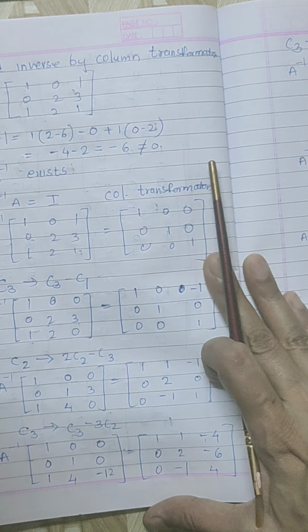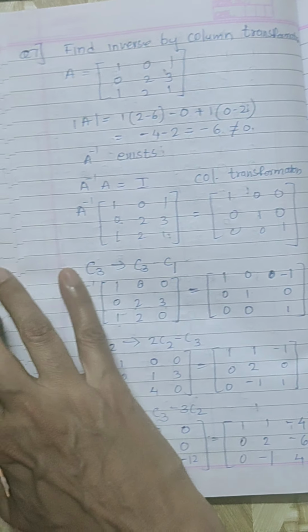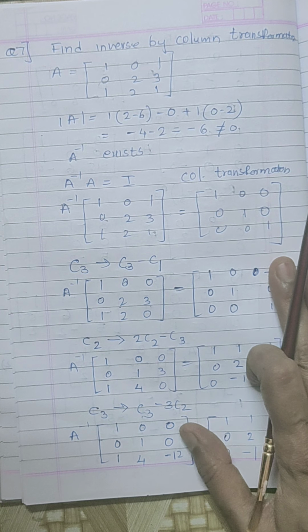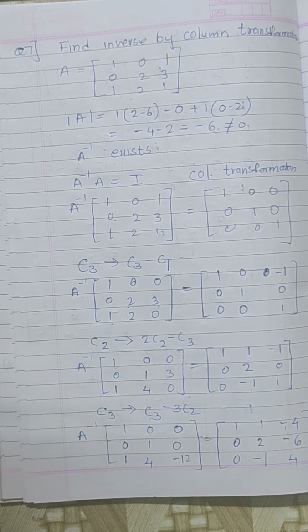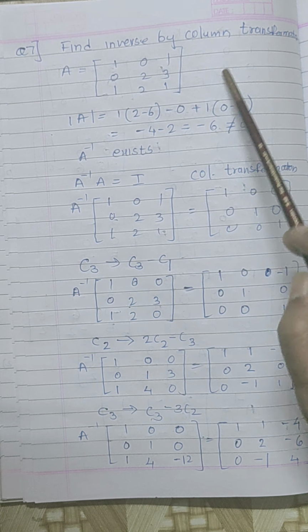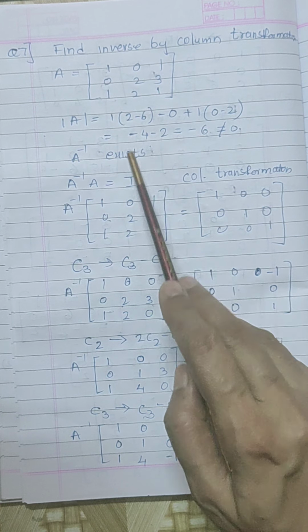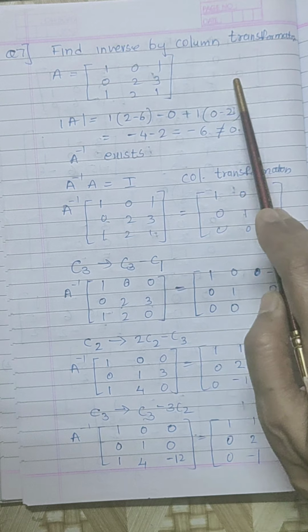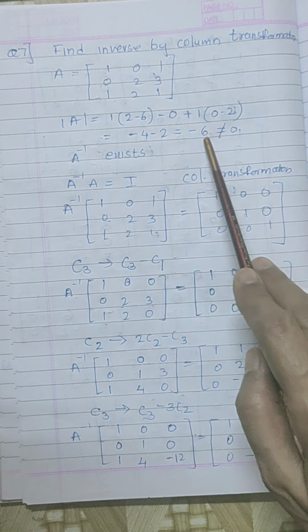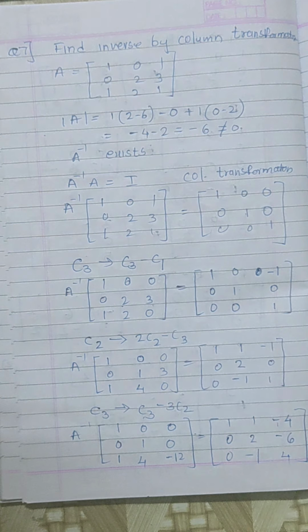Now question number 7 is there. In question number 7 you have to find A inverse by column transformation. Still we were doing it by row transformation, so now we will do it by column transformation. Always first step, write it in the matrix form. By mistake I have not written it, so write it in the matrix form and solve it. After solving you get minus 6 which is not equal to 0, therefore A inverse exists.